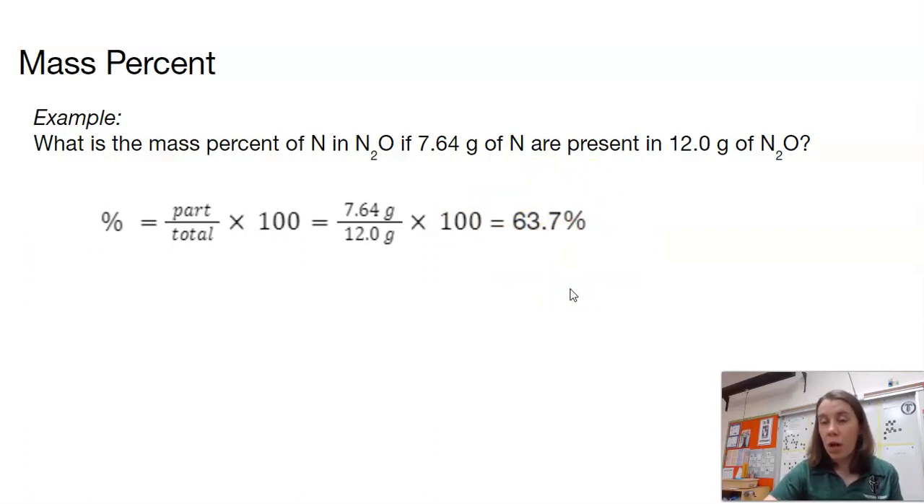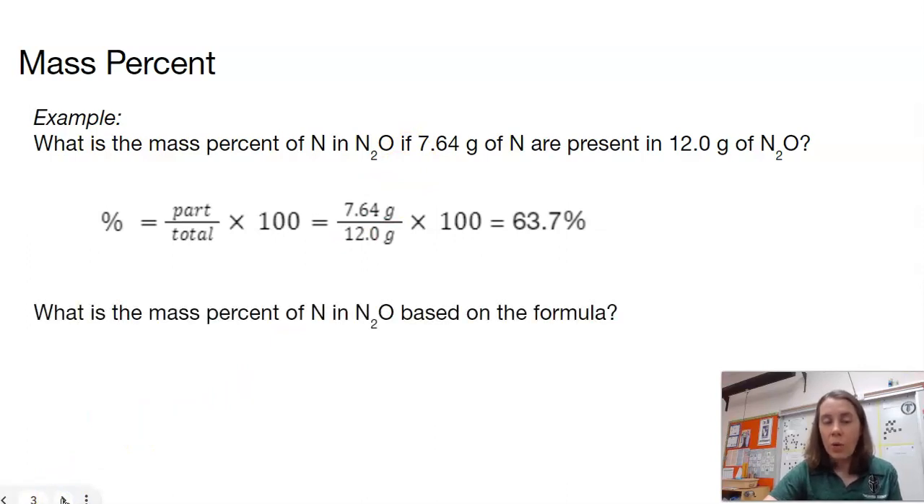The other, if we were to do 100 minus this, that other part is all going to be oxygen, and that's always true. The total of all of the parts added together should be 100% if you did all your math right. Okay, so now, how would that be different, or would it be different, if we did the percent of nitrogen just based on the chemical formula?